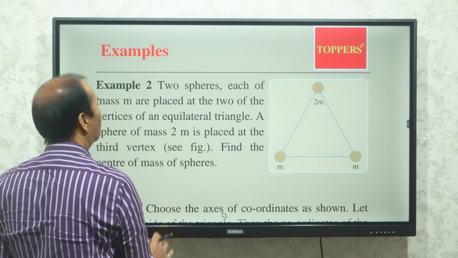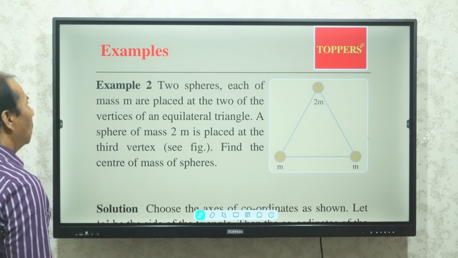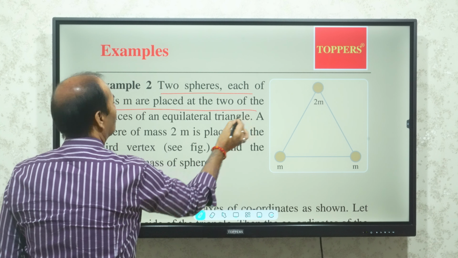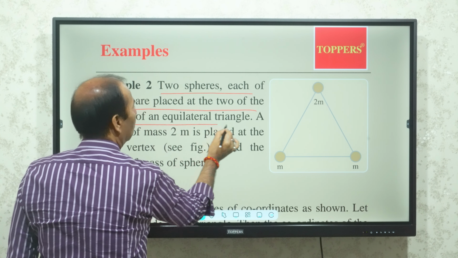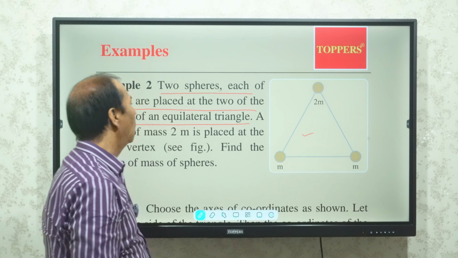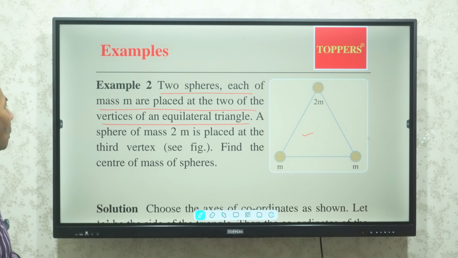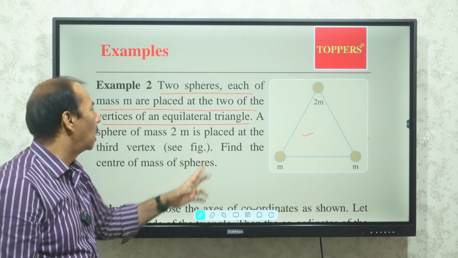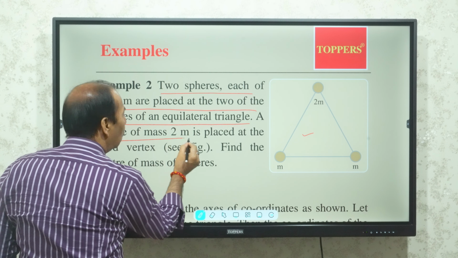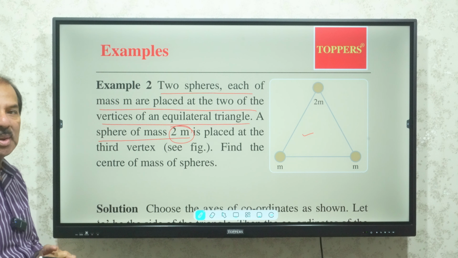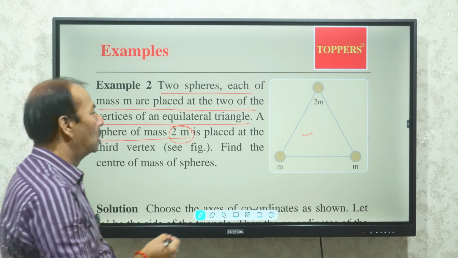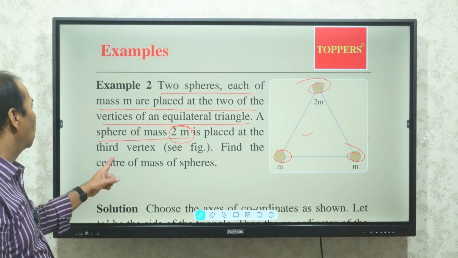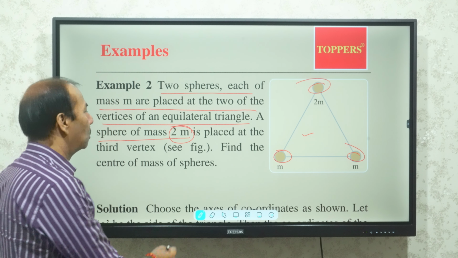Now if you consider this, here in this case we have two spheres, each of mass m, placed at two of the vertices of an equilateral triangle. So this is an equilateral triangle, and two spheres of each mass m are placed at two of the vertices of the equilateral triangle. A sphere of mass 2m is placed at the third vertex. So here this is m, and this is 2m. Find the center of mass of the spheres.